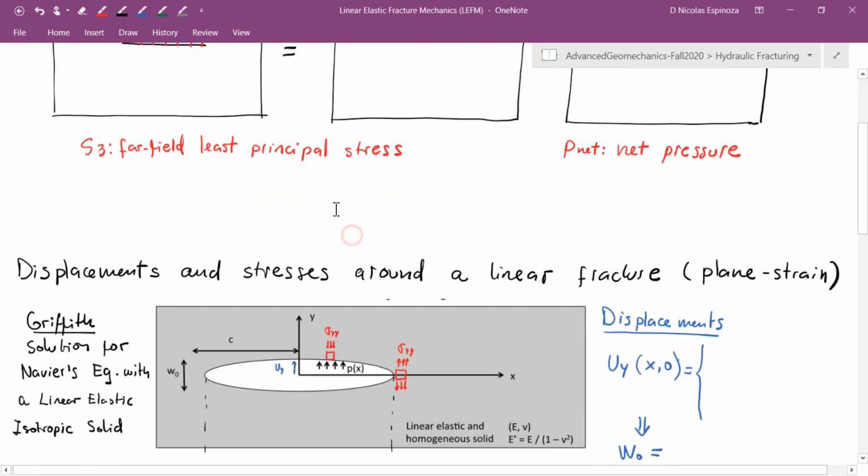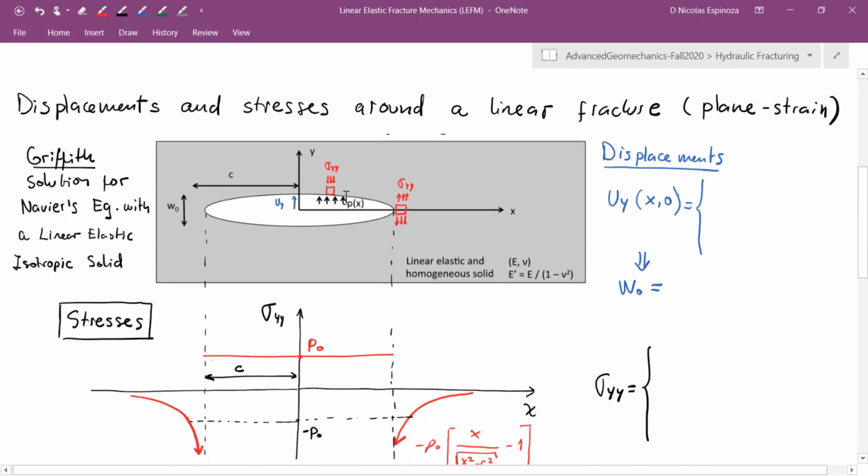This is what is called the Griffith solution. Griffith solved the Navier's equation, and he solved this equation analytically for a linear, elastic, isotropic, and homogeneous solid, which means that the properties do not change with location.